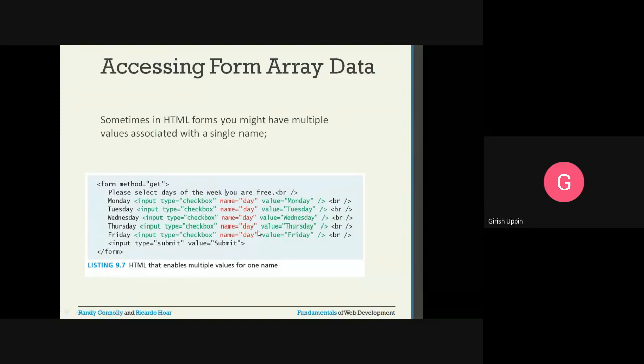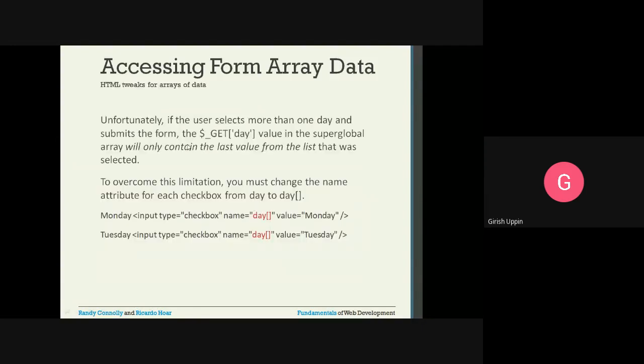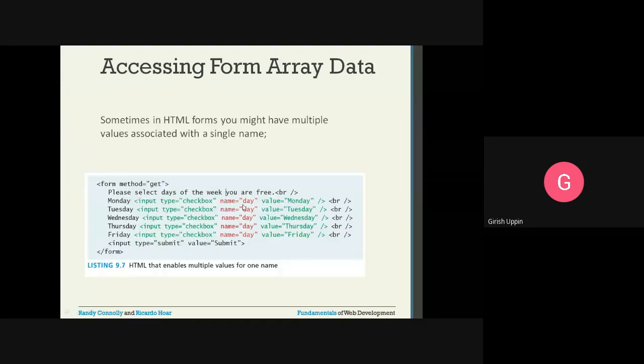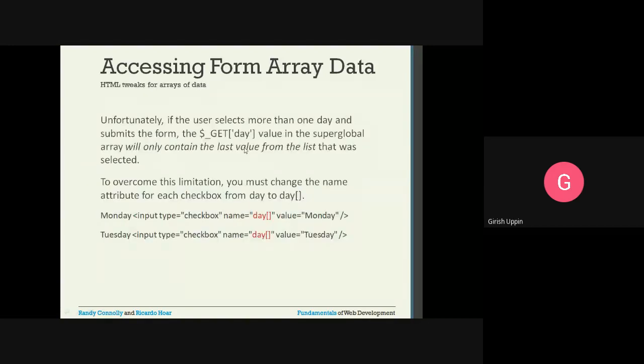Whichever value comes, if you say $_GET and give the key as day, it is going to give you only one value, whichever is the last value. To avoid this problem, instead of specifying day, you will specify day followed by square brackets. It is a representation of an array. So if the user selects more than one day and submits the form, $_GET day, this is the key, will have multiple values.